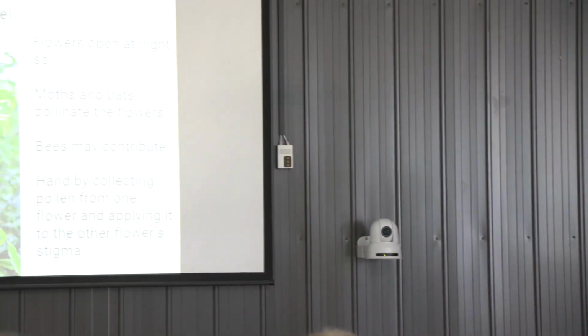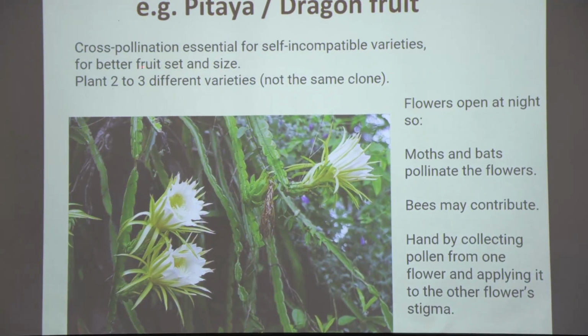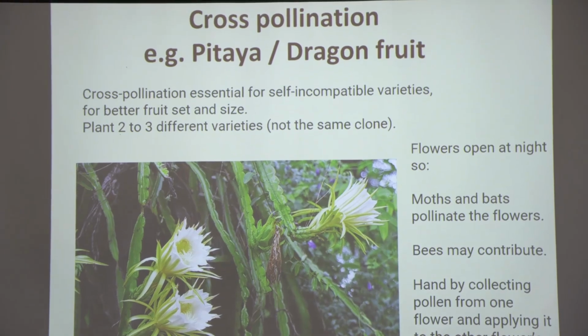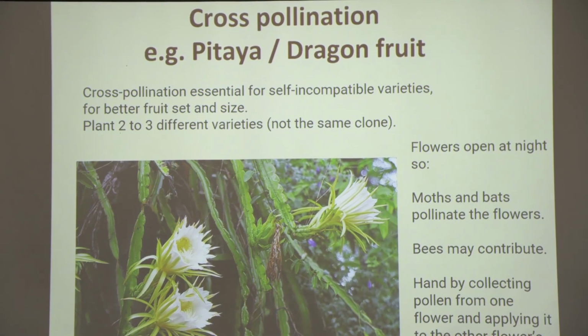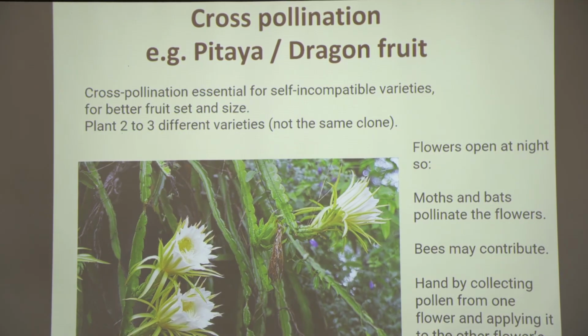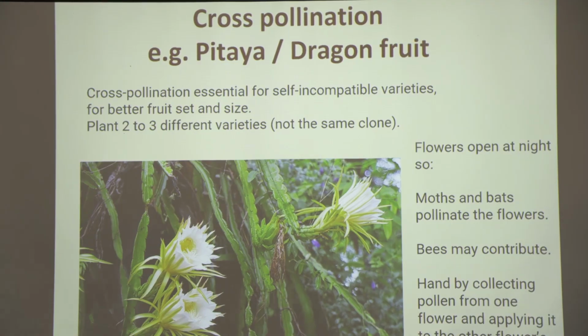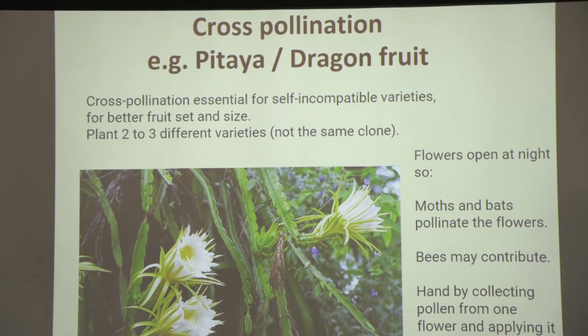So cross-pollination is essential for some self-incompatible varieties for better fruit size and set. So generally, if you're not sure, just grow a few varieties. That's one of the mantras that you should take away from this session this morning. Multiple varieties growing together in fields is generally a very sensible thing to do.